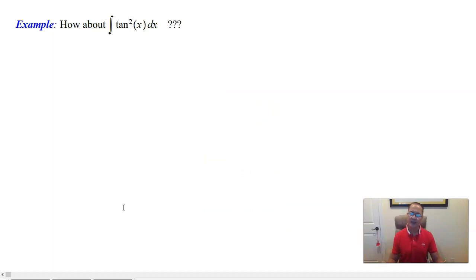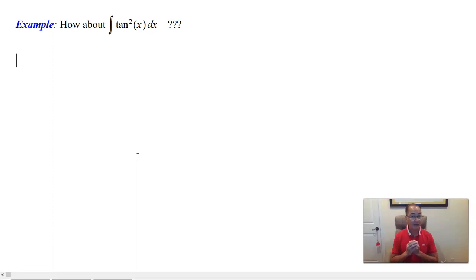Next level, tangent squared. Maybe we should turn that into sine squared over cosine squared. Is that going to help? Well, if our u is cosine, then yeah, we have u squared in the denominator. If we have sine squared, we have too many sines in the numerator, and you need that extra sine of x, but how do you get that from cosine? Blech, yuck. So that is not the way to do it. However, we have more tools. Remember the Pythagorean identities. We have tangent squared.